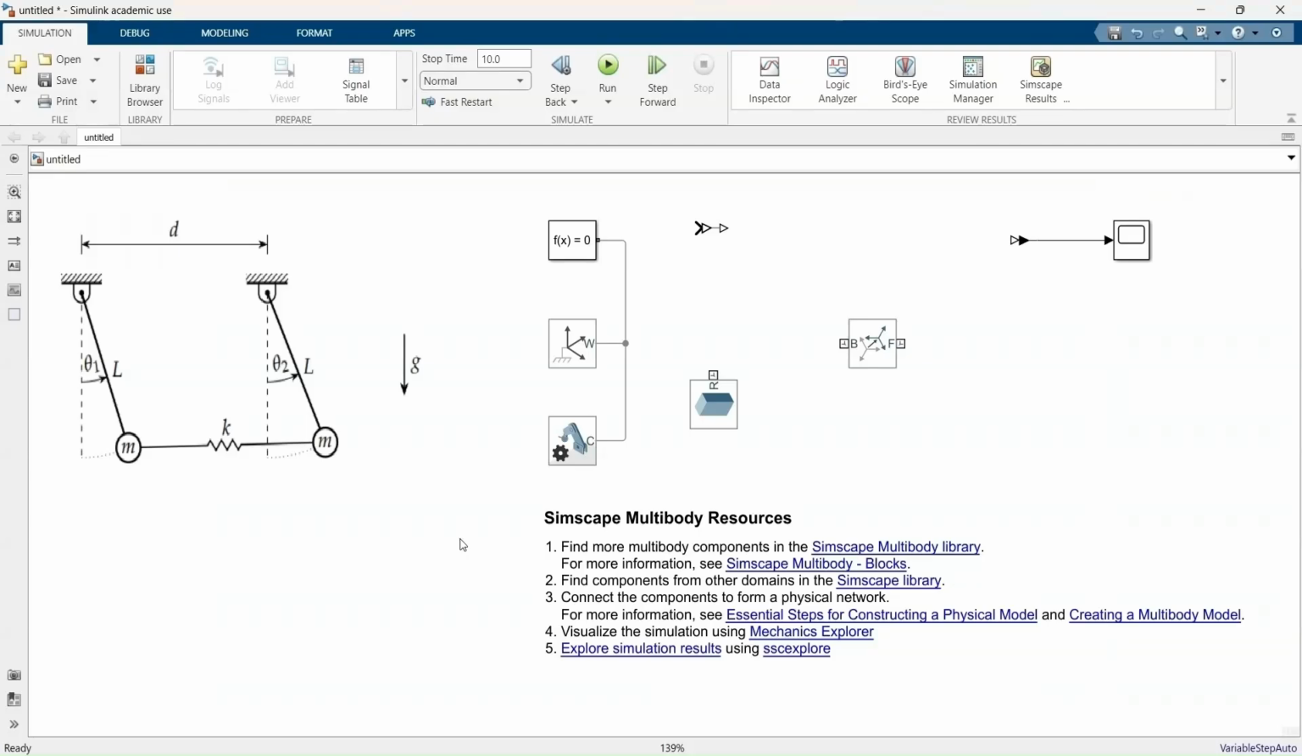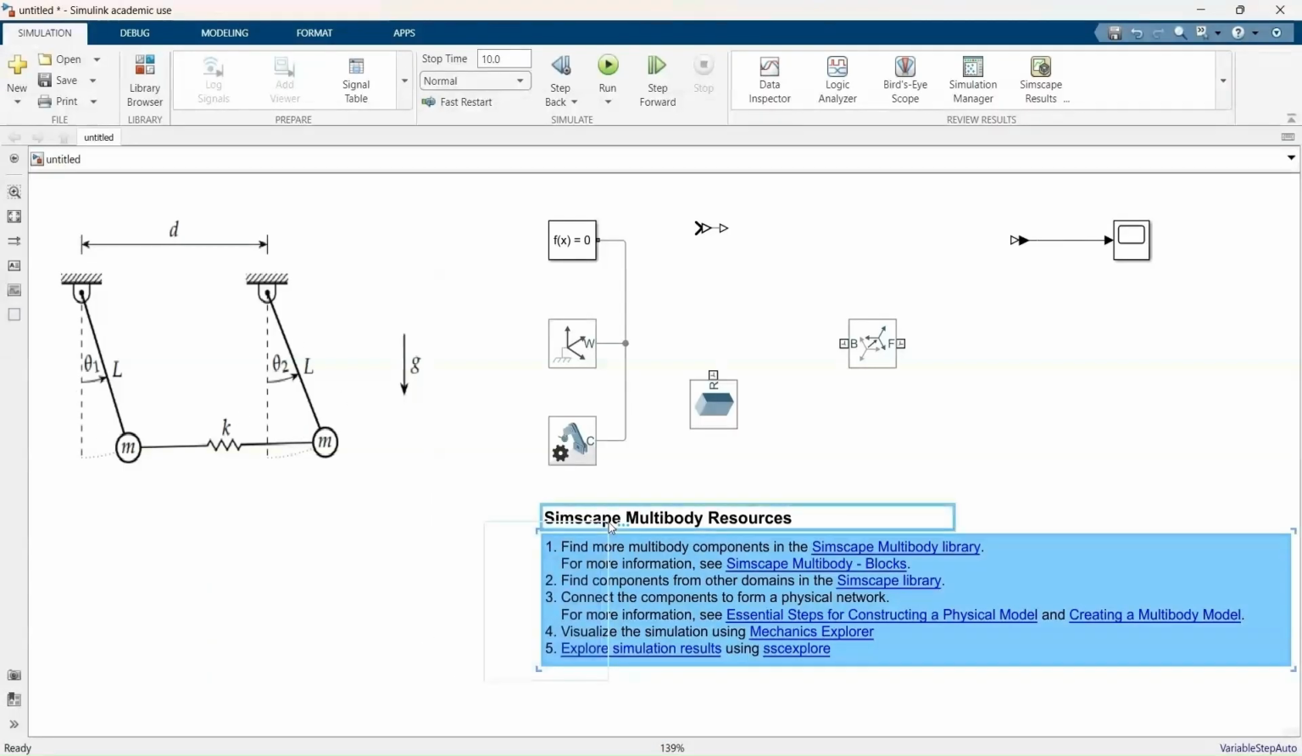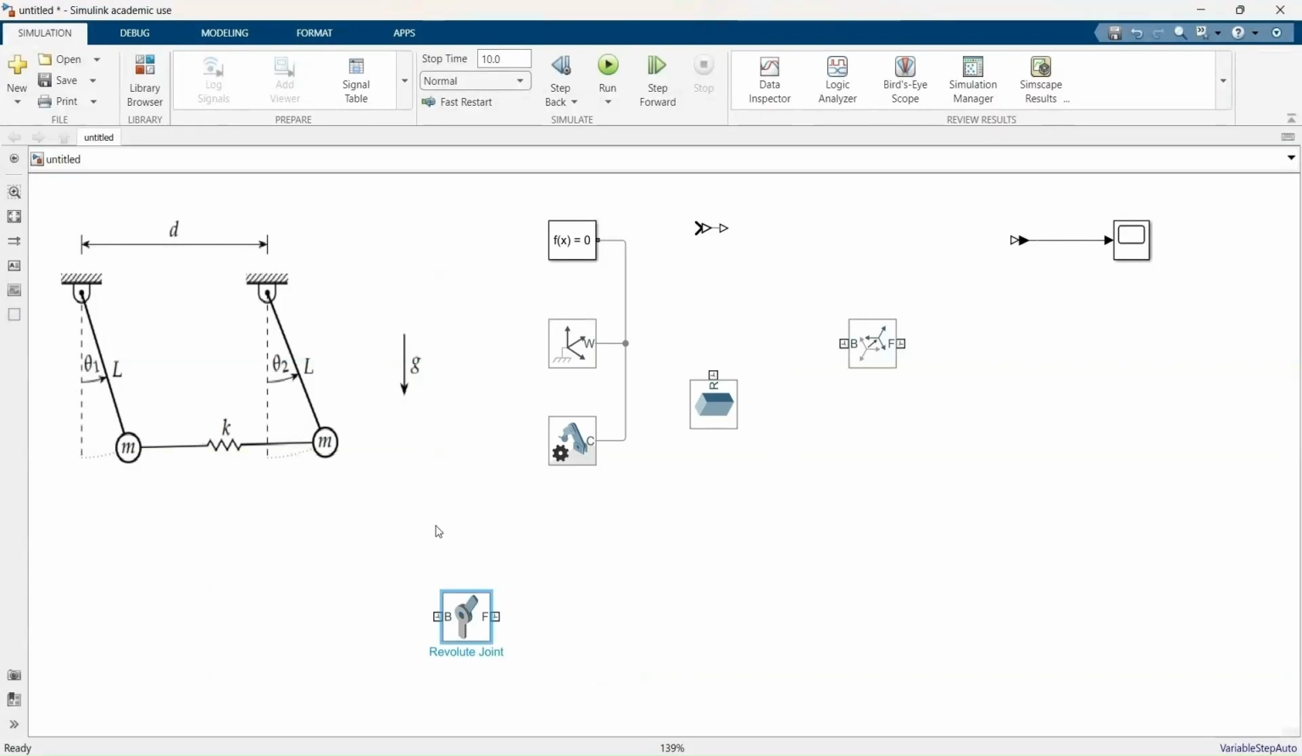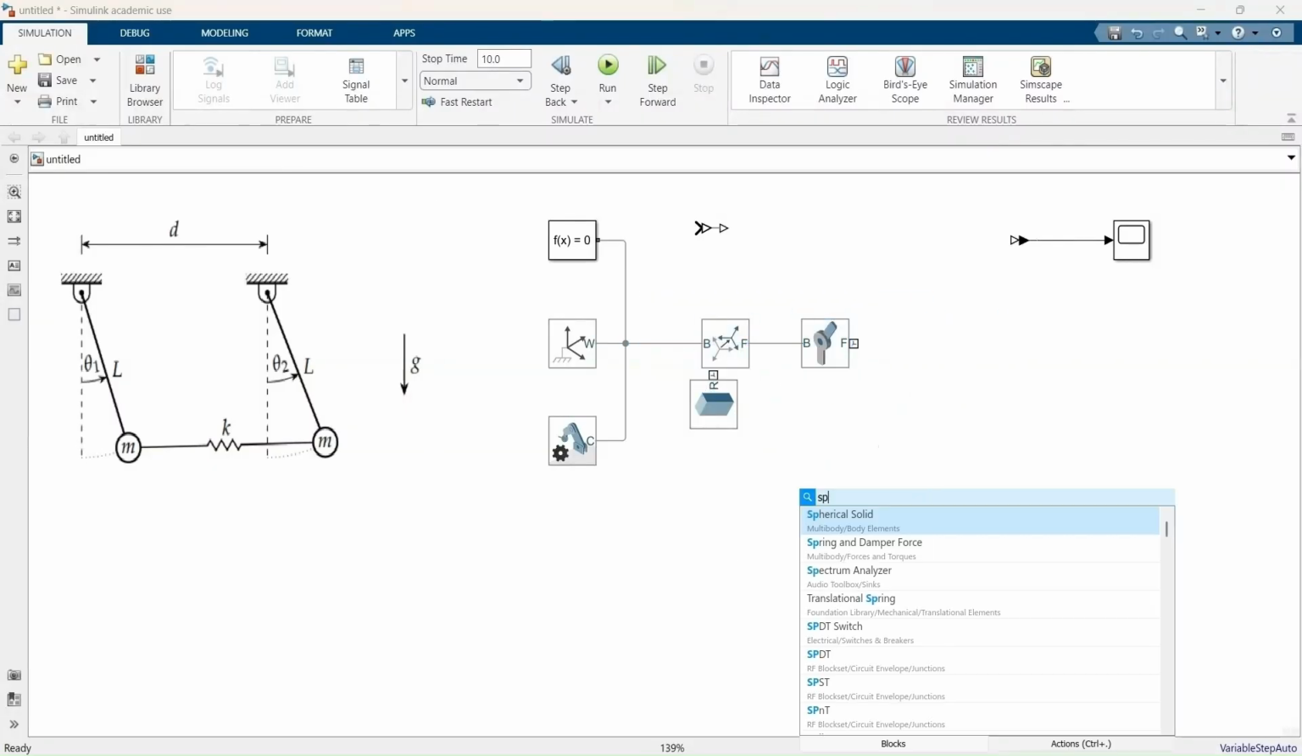Hello everyone. Today we're going to work on a coupled pendulum. It consists of two pendulums connected by a spring. First, I'll add a revolute joint to represent this pivot. And for this mass, I'll use a spherical solid.